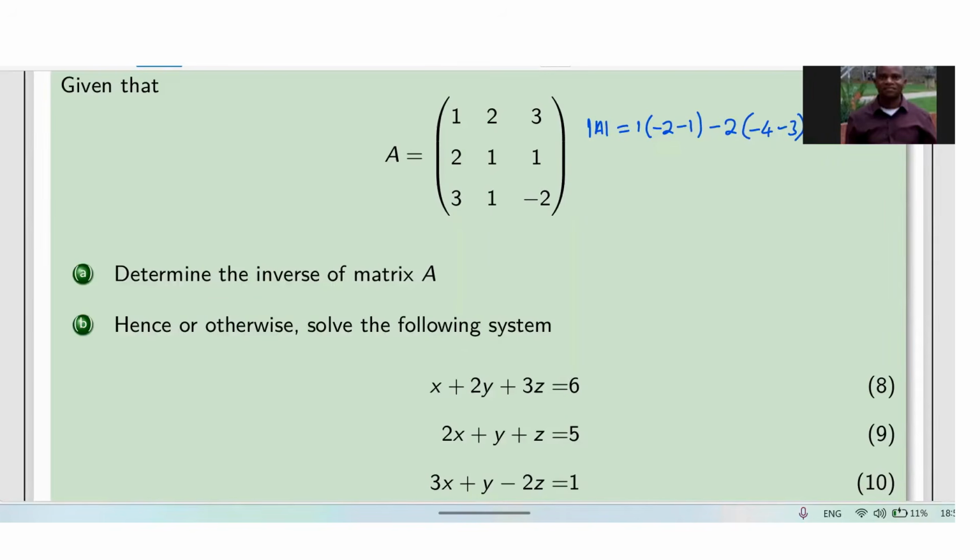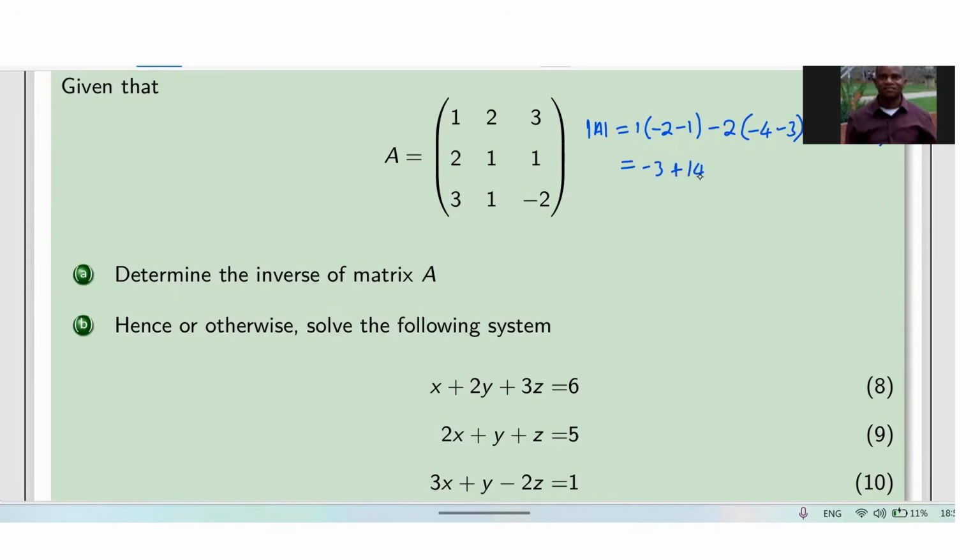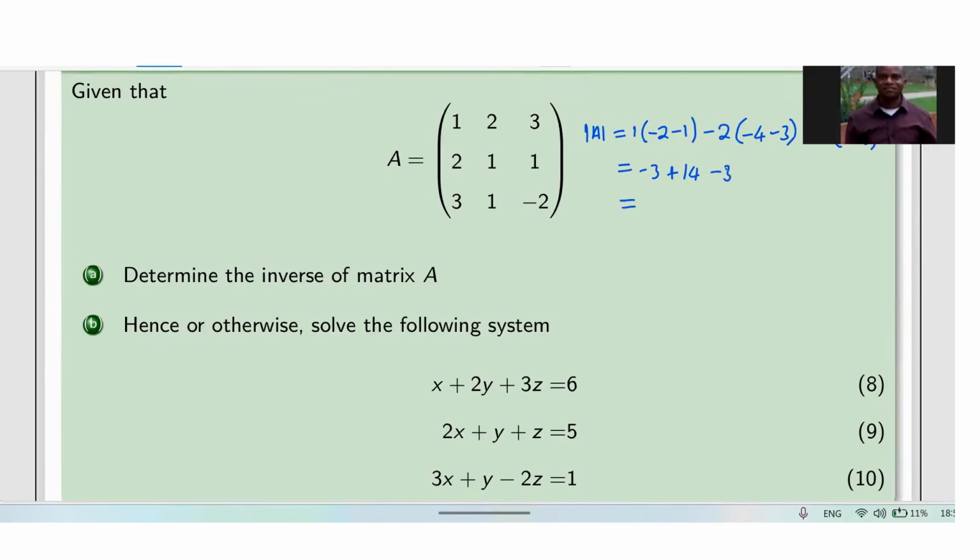The minor of 3 is 2, 1, 3, 1. So 1 times 2 is 2 minus 3 times 1 is 3. If we simplify this, we're going to get negative 3, then negative 7 times negative 2, which is 14. Then 2 minus 3 is negative 1 times 3 is negative 3. And this gives us 8. So you can see that the determinant is equal to 8.